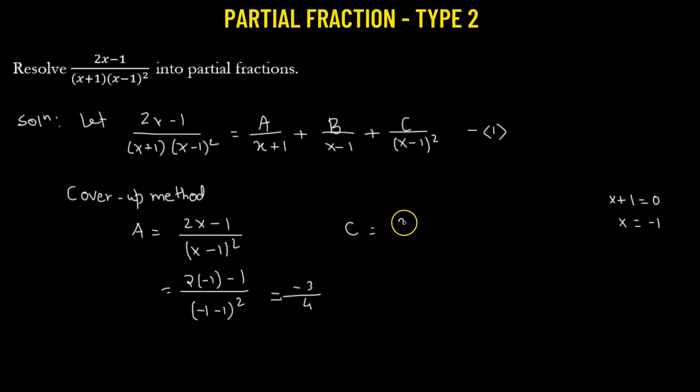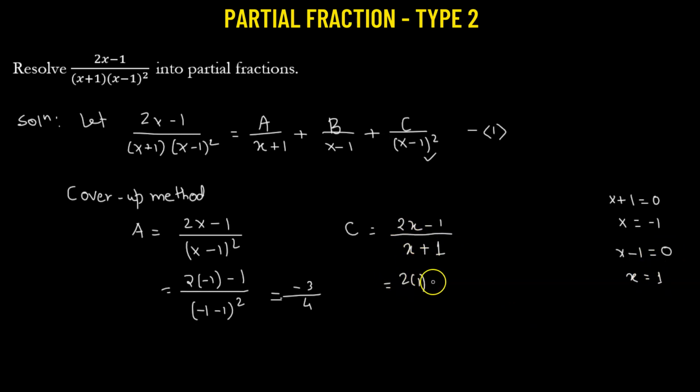So all we have to do is take the expression on the left hand side, which is 2x minus 1 divided by, now we'll consider only the factor x plus 1. We have covered up the factor x minus 1 whole square, which corresponds to the denominator of the third partial fraction. We have covered up x minus 1, so we equate x minus 1 to 0. That gives us x equals 1. We'll substitute this into our expression.